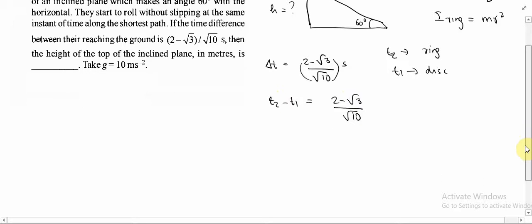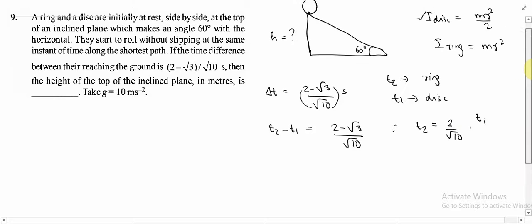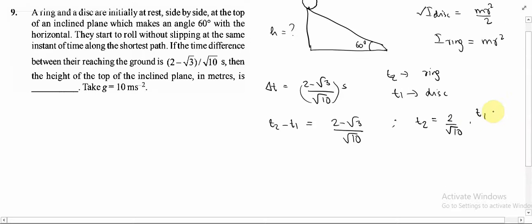Okay, so you can just equate the t2 and t1 here. We directly get t2 is equal to 2 by root 10. The time taken by t1, the disk, is root 3 by root 10. So we have got the time taken by both the bodies to reach the ground.